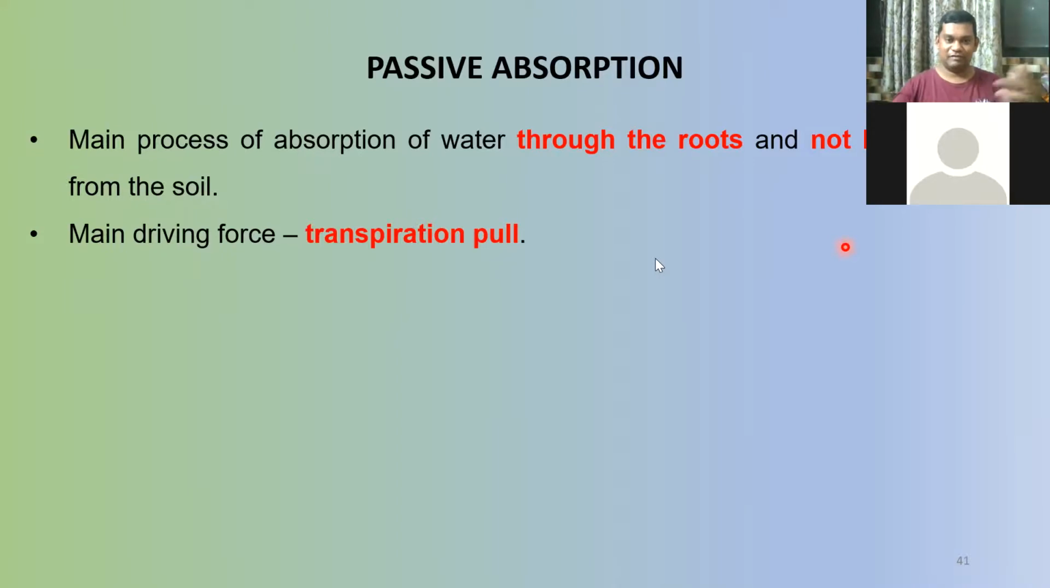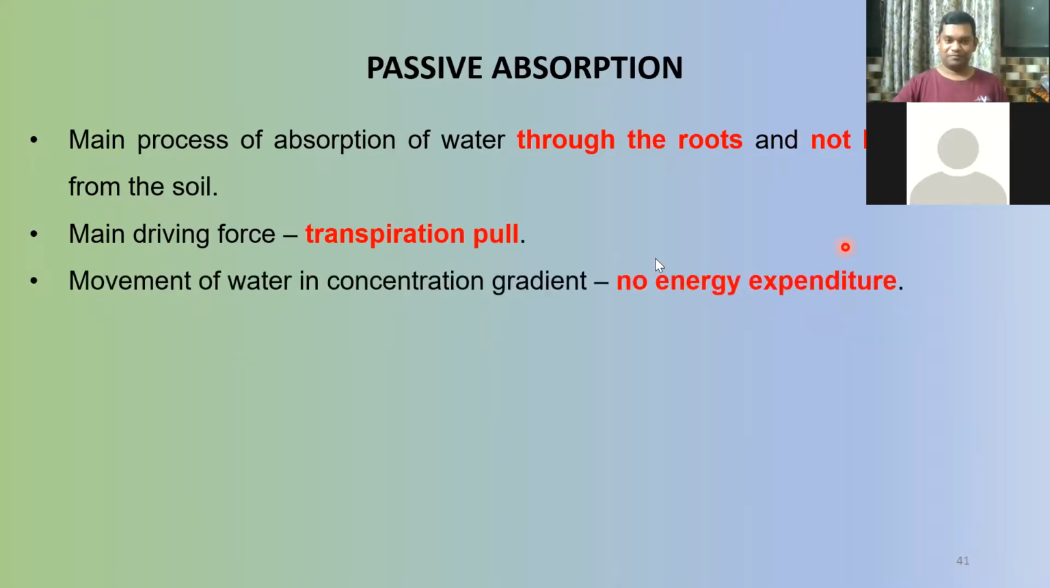Imagine that coconut water phenomenon which I told you. That is applicable. That's the driving force. Movement of water is in the line of the concentration gradient, and that's why there is no energy expenditure involved. You get down at Ghatkopar, you don't have to spend energy at all. You just have to stand, you will be out of the train.